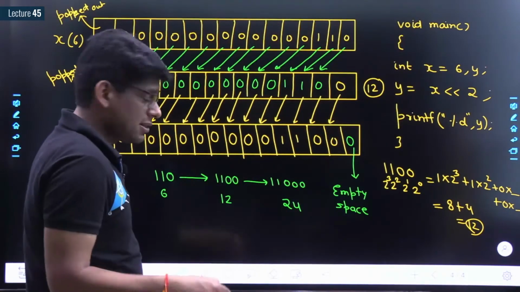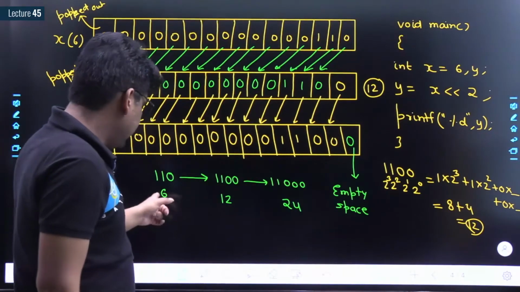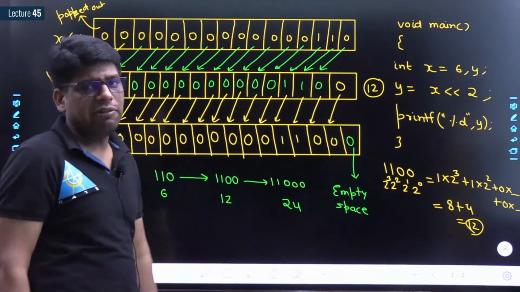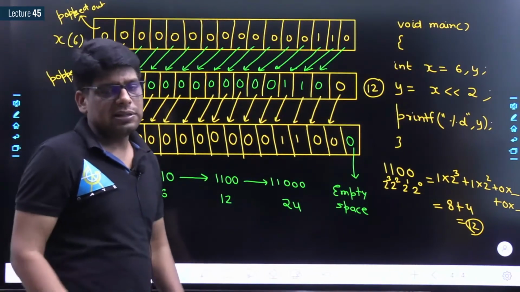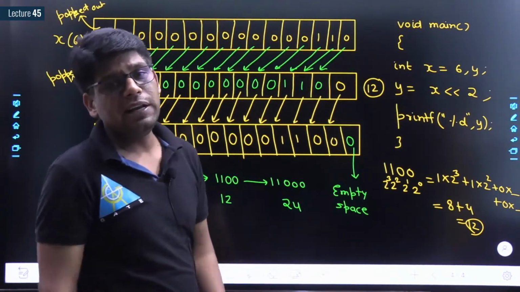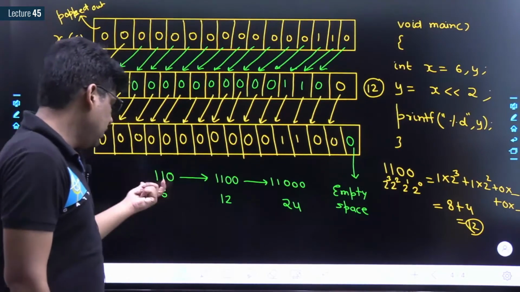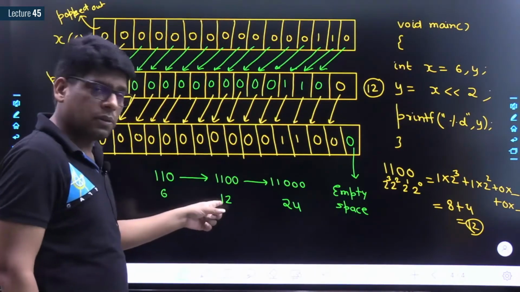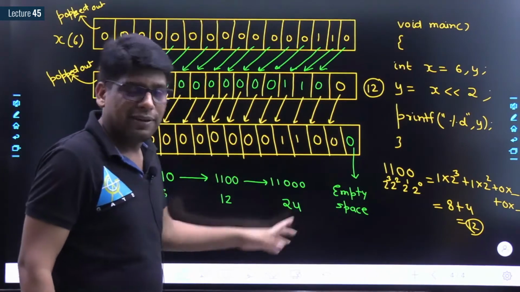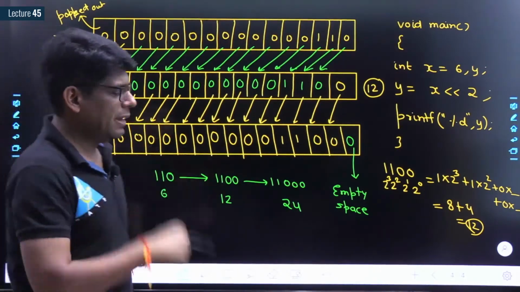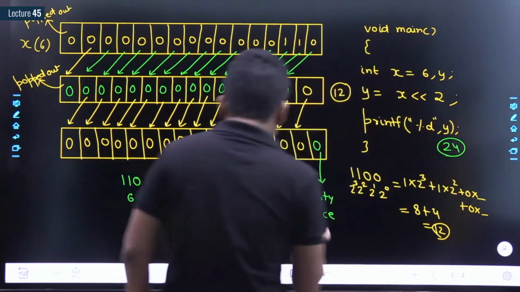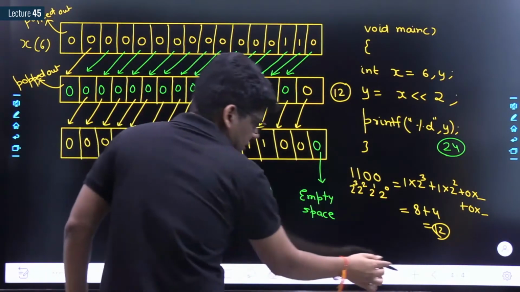Sir, it seems that whenever I left shift any positive value, and we will not work upon negative values, because for negative values the result or the behavior is completely undefined, whenever we left shift a value one time, the value becomes double. Okay, sir, what is the reason behind this? See, the answer for this is 24, but let me check the reason behind this.